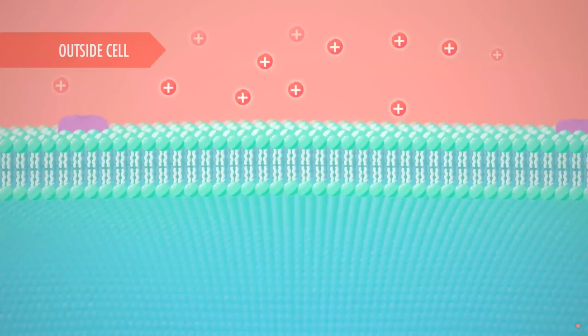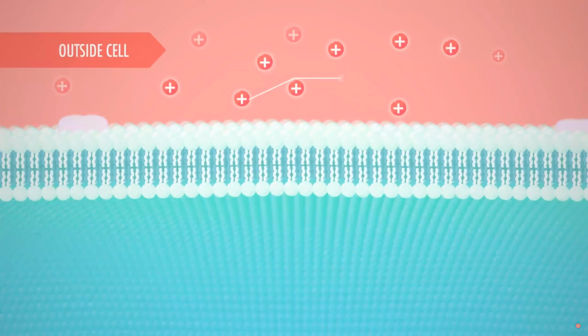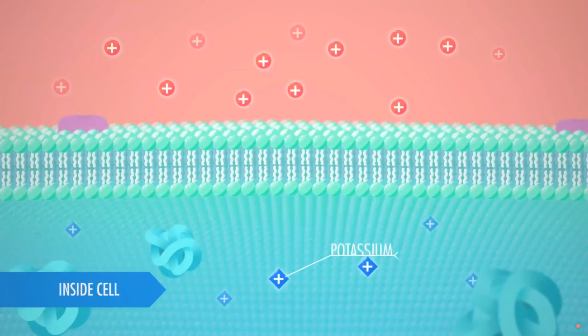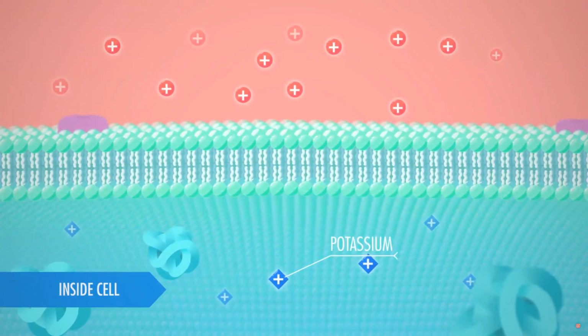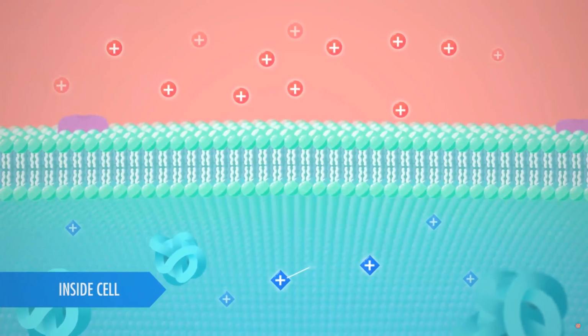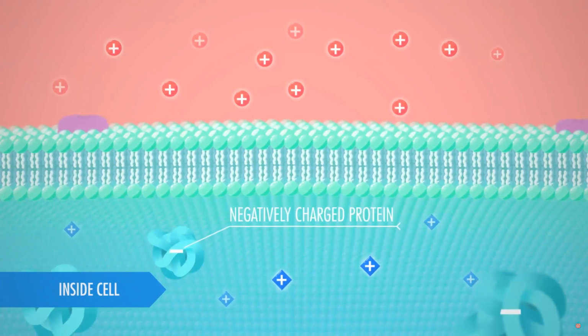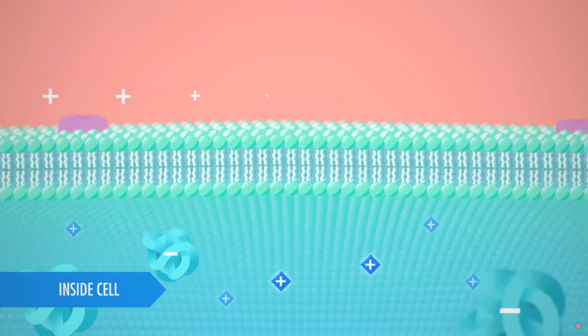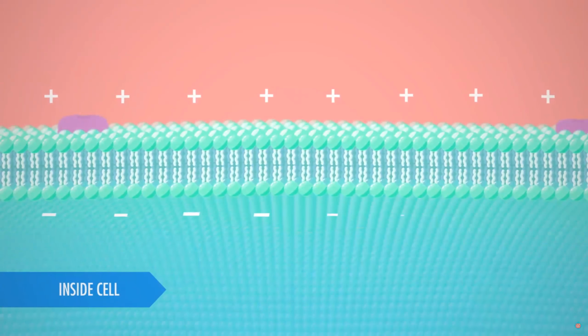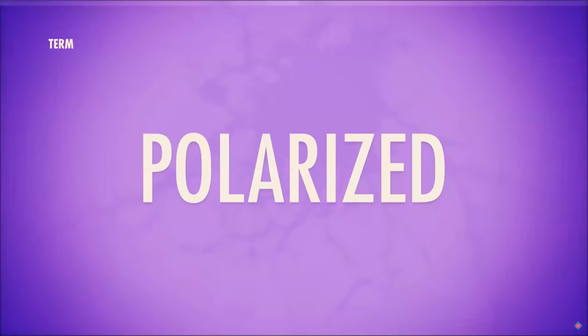Outside of a resting neuron, there's a bunch of positive sodium ions floating around, just lingering outside the membrane. Inside, the neuron holds potassium ions that are positive as well, but they're mingled with bigger negatively charged proteins. And since there are more sodium ions outside than there are potassium ions inside, the cell's interior has an overall negative charge. When a neuron has a negative membrane potential like this, it is said to be polarized.